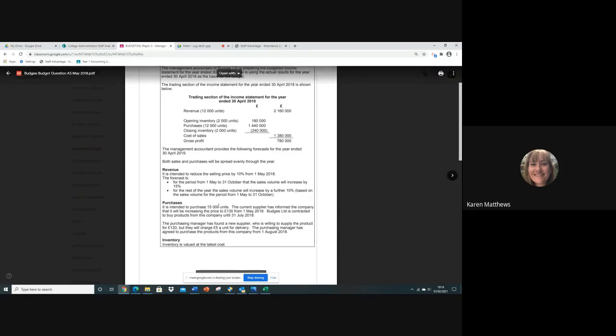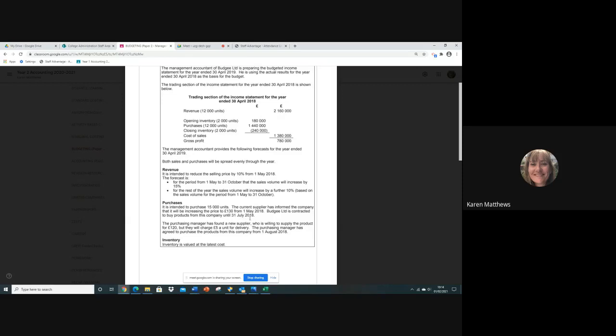They've told you what purchases are going to be, and it tells you there that the current supplier has informed the company it's going to be increasing the price to £130 from the 1st of May. So the purchases are all going to be at £130 up until the 31st of July.